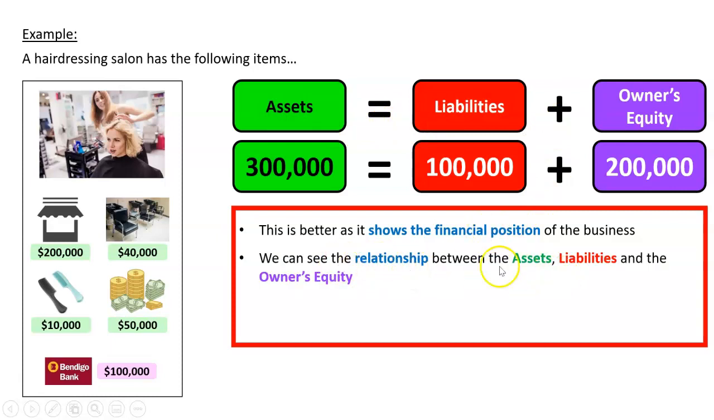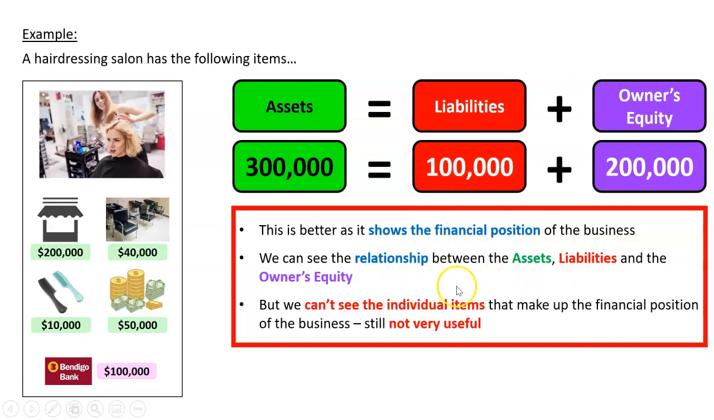I know we can see the relationship between these numbers, but we can't really see the individual items. If this was all we gave people about the business, well, it's not very practical. So we'd like a bit more. So we're getting better, but we want a bit more info.